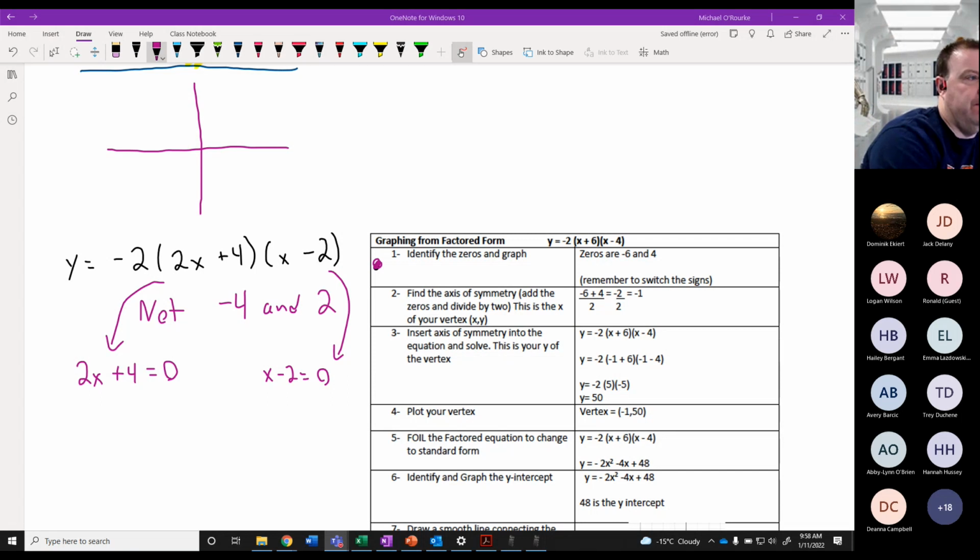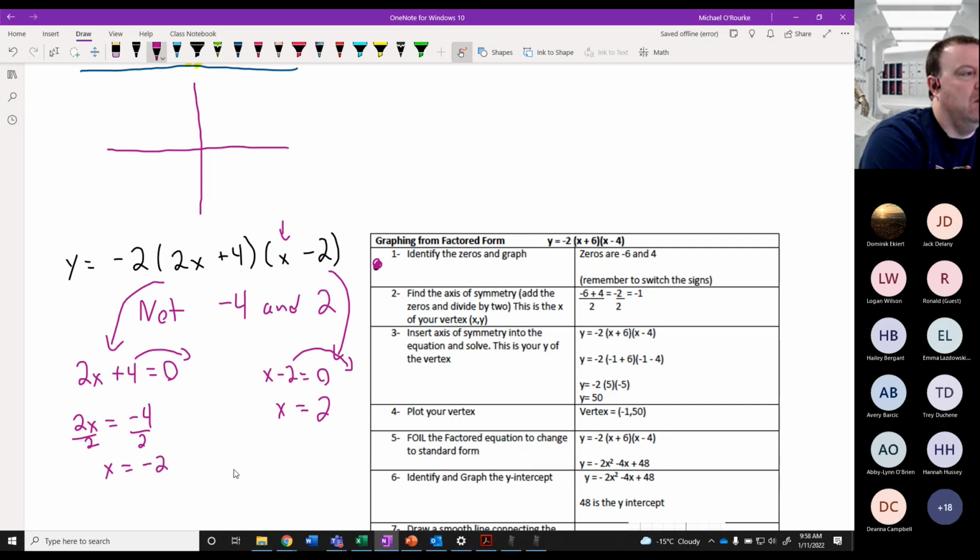Not quite. So set it up like this and then solve for the x. So this one here I'd move over, so x equals 2. That's a simple one. If it just has an x there, just flip the sign. This one, we move that over. 2x equals -4. Then we divide by 2. So my zeros are -2 and 2.